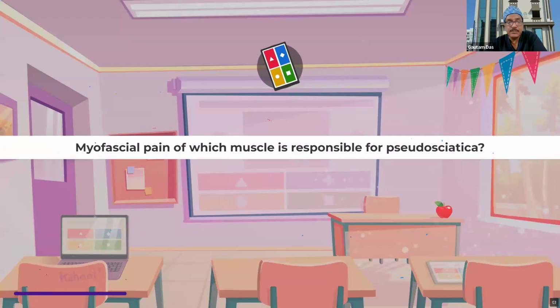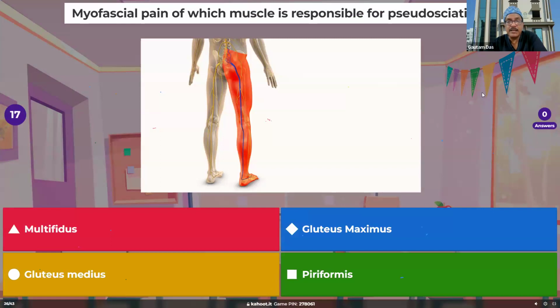Now, answer this quiz. Myofascial pain of which muscle can mimic a sciatica, which is known as pseudo-sciatica? Multifidus, gluteus maximus, gluteus medius, piriformis. It mimics sciatica. And many times, operations have been done because of the misdiagnosis.